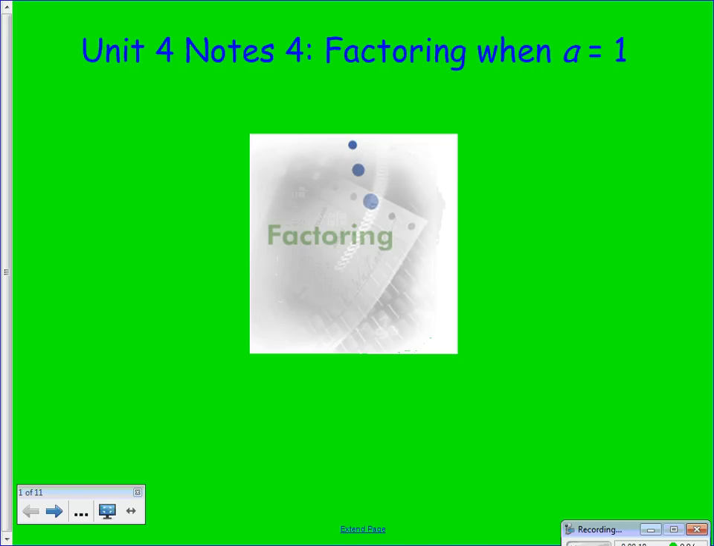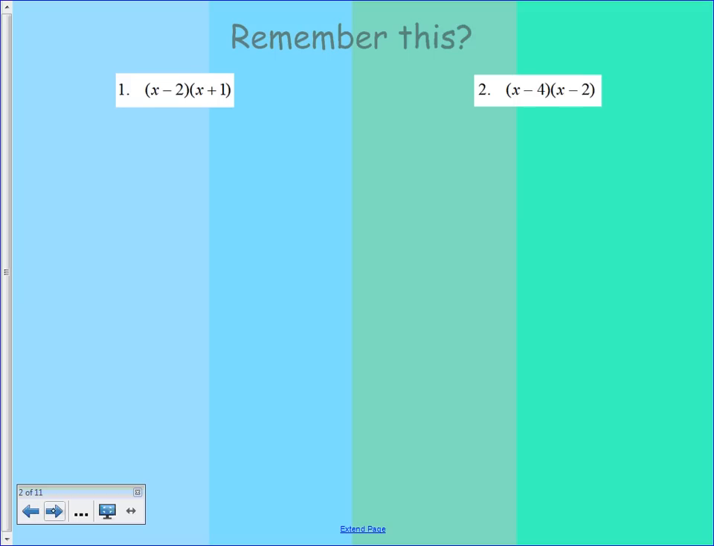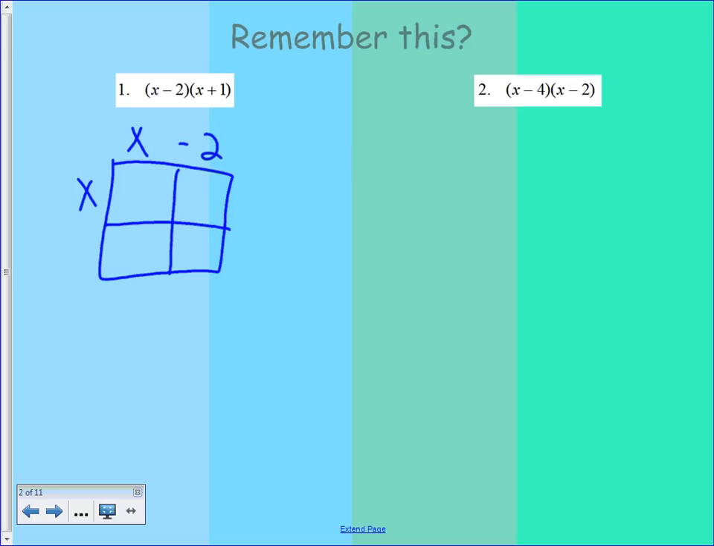Remember that a is the coefficient multiplied by the x squared term. So this method only works when that a is equal to 1. So let's take a look back. Last unit we did multiplying two binomials. And when we did that, we used two methods. We had the box method and we also had the FOIL method. You decided which one works for you.